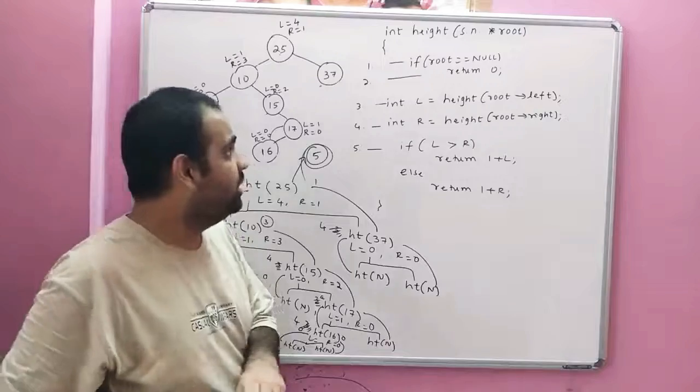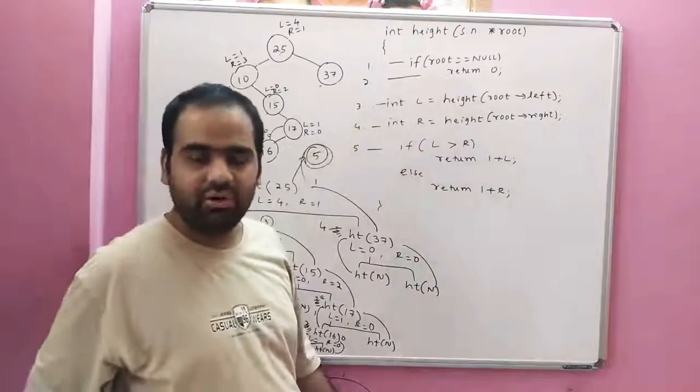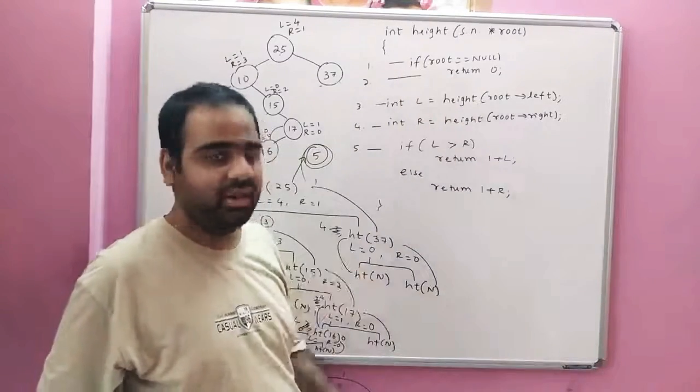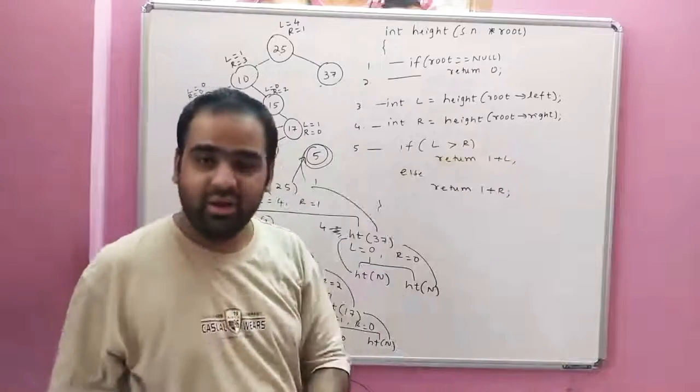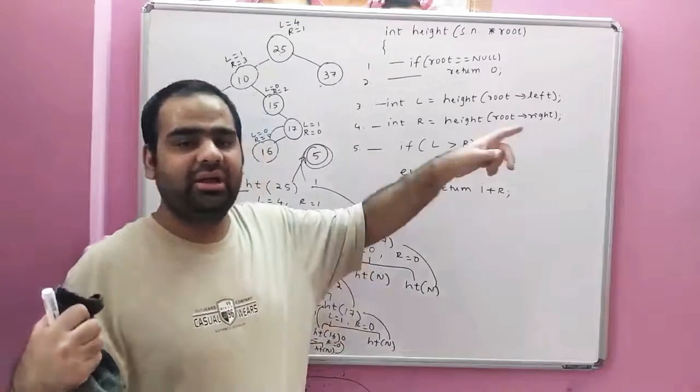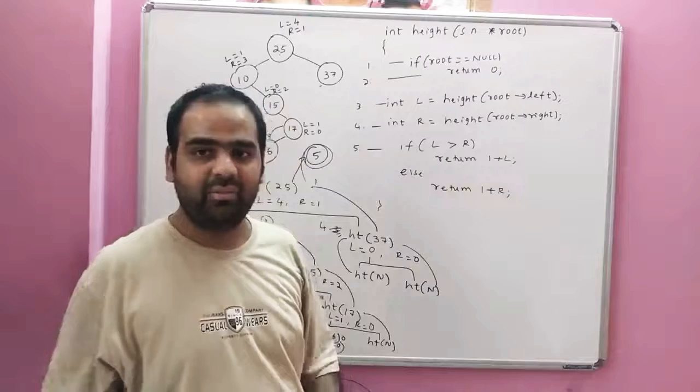It's very simple. If root is null, you return 0. Else you find the height of the left subtree. You find the height of the right subtree. You pick the maximum out of it. And you say 1 plus the maximum out of it.